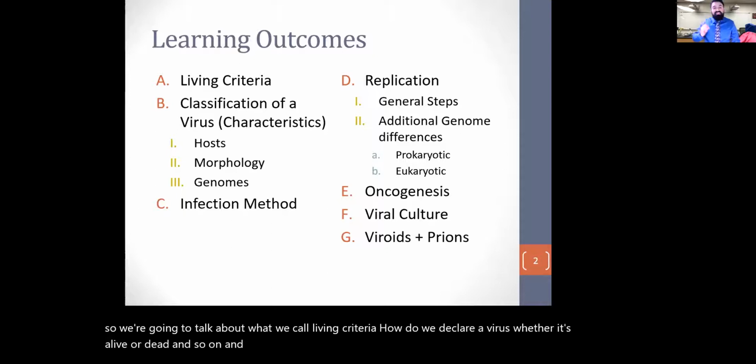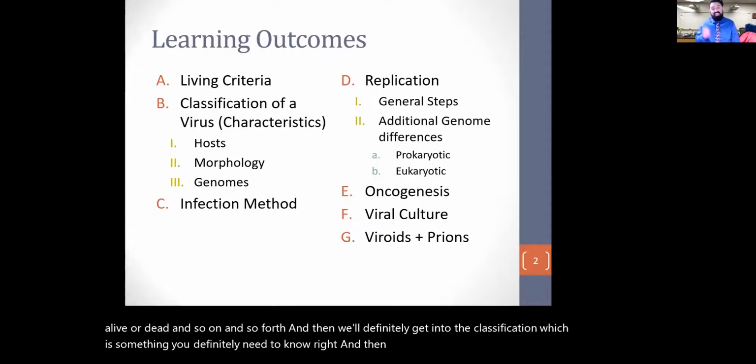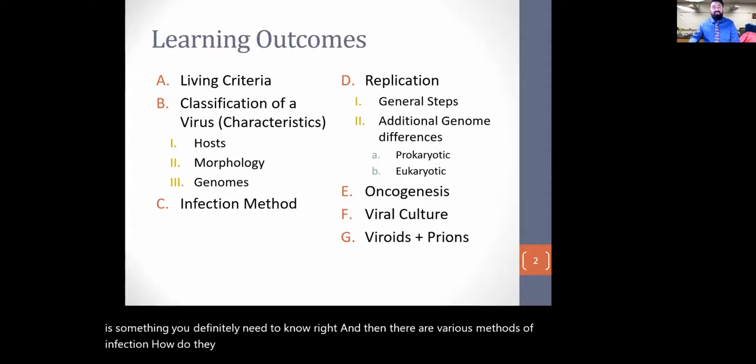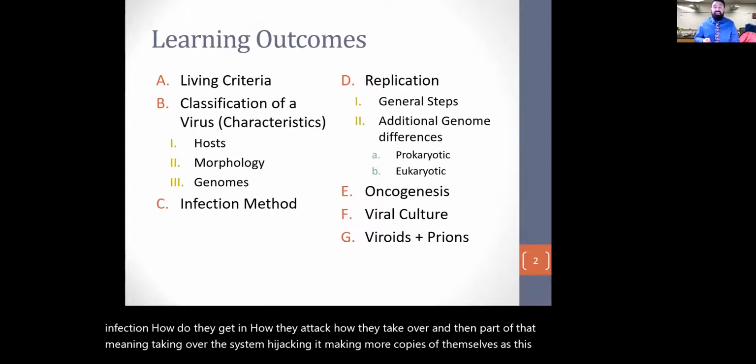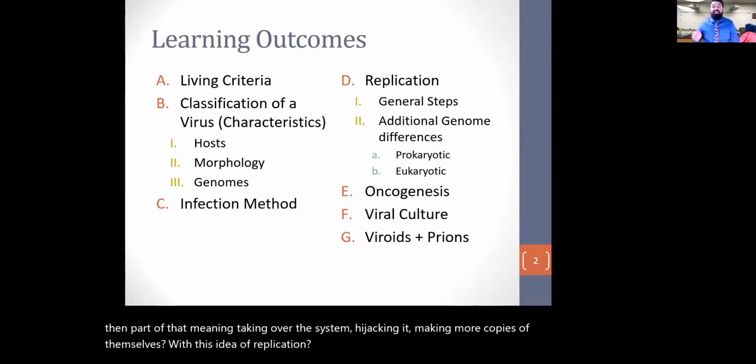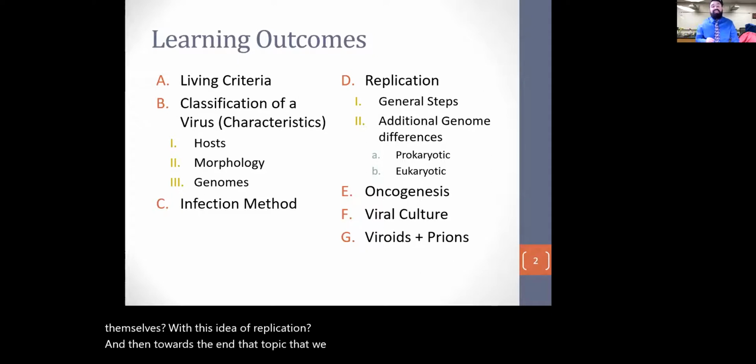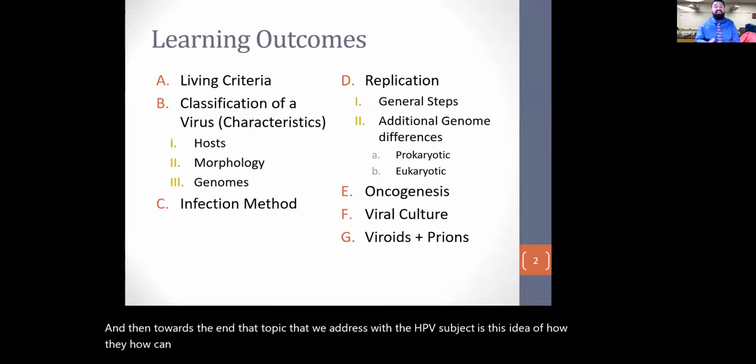And then we'll definitely get into the classification, which is something you definitely need to know, right? And then there are various methods of infection. How do they get in? How do they attack? How do they take over? And then part of that meaning taking over the system, hijacking it, making more copies of themselves. So it's this idea of replication. And then towards the end, that topic that we addressed with the HPV subject is this idea of how can they trigger things like cancer? How can they cause cancer? So we'll go on to that towards the end of this portion.